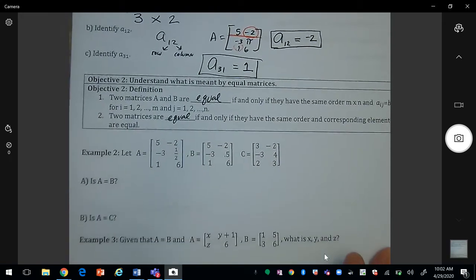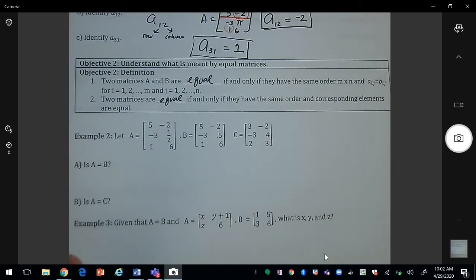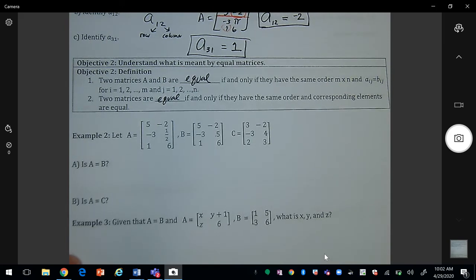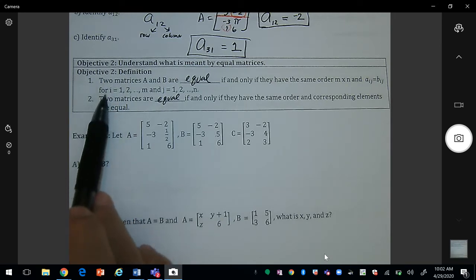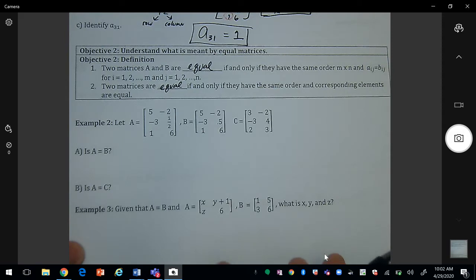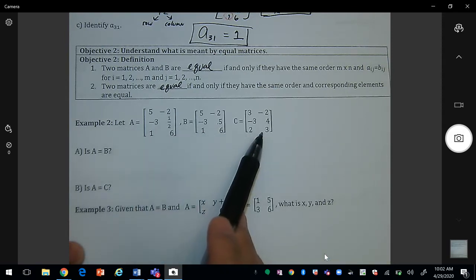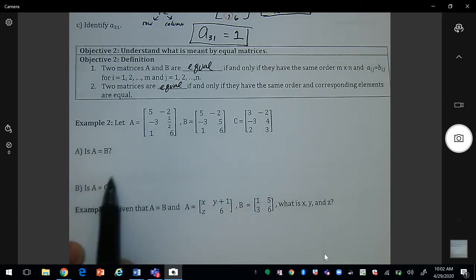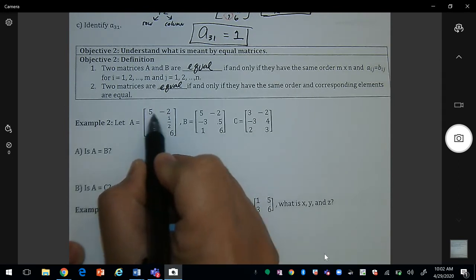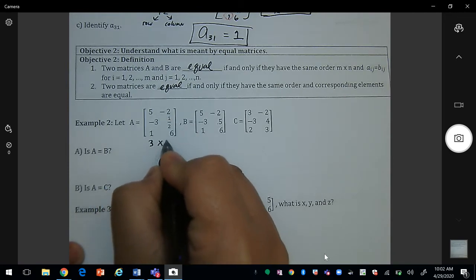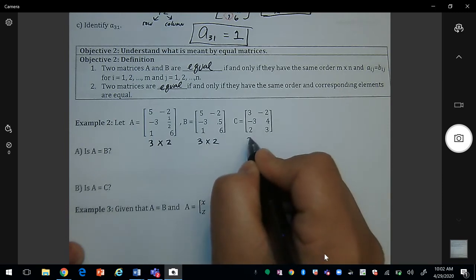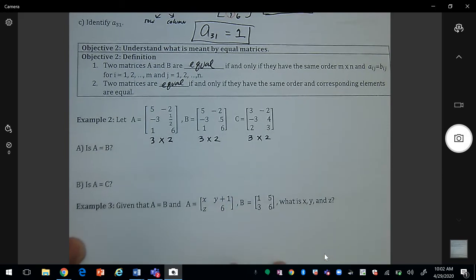Two matrices A and B are equal if and only if they have the same order, m by n, and their corresponding entries are equal to each other. The two definitions are the same, just written in different forms. Here we have three matrices. The first thing to determine if they're equal is that the size of the matrices should be the same. Let's check what that order is. This is 3 rows and 2 columns, this one is 3 rows and 2 columns, and this is 3 rows and 2 columns.